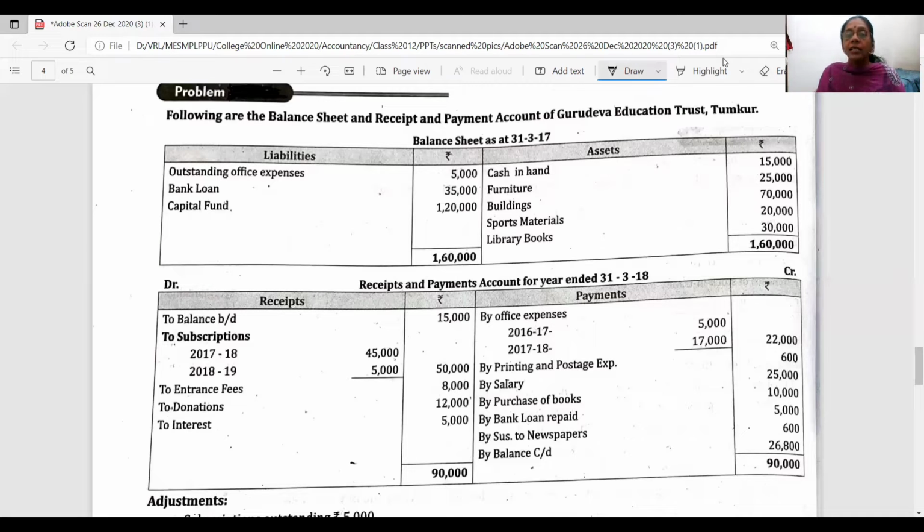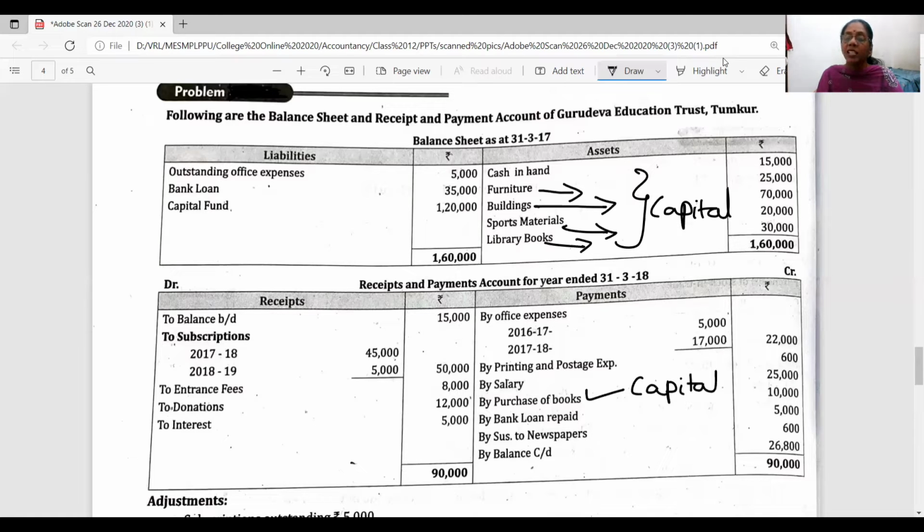I have a trick for you. When you find certain items, for example furniture in the balance sheet, similarly buildings, sports materials, library books, whatever items are put under the asset side mark the capital items. So all the capital items are to be taken into the balance sheet. When you come to the receipts and payments account, observe there is a purchase of books. This purchase of books also has to be taken as a capital item. You could relate this item to the balance sheet.